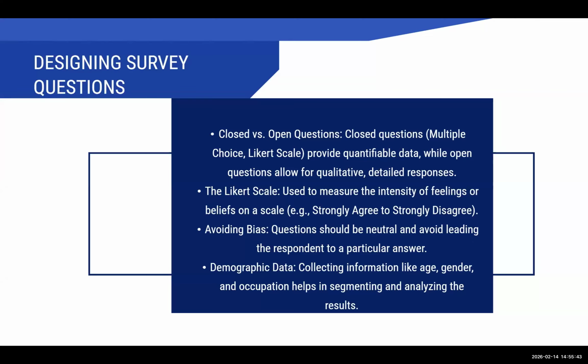The Likert scale is a tool that is used to measure the intensity of a respondent's feelings, such as strongly agree to strongly disagree. They are measured on a scale of 1 to 5, with strongly disagree typically being a 1, and strongly agree typically being a 5.